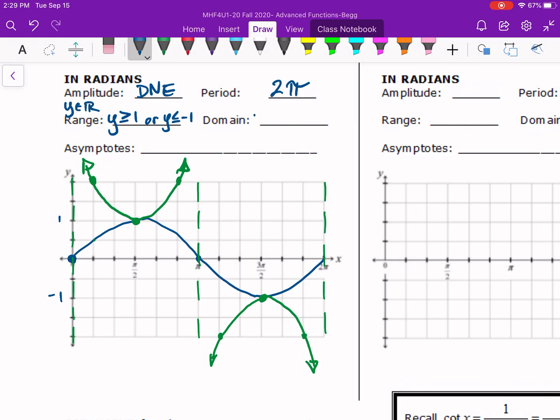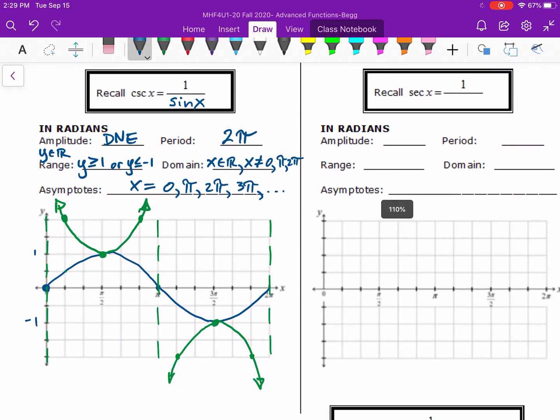The domain is all real numbers, but again, we've got the asymptotes. So x cannot equal anywhere there's going to be an asymptote. So at 0, at pi, at 2 pi, but it would also go negative pi, negative 2 pi, 3 pi, all these other places as well. But I don't have room to write them all in, so I'll just write a few of them in. And the asymptotes, again, are wherever the restrictions were in the domain. So 0, pi, 2 pi, 3 pi, etc., negative pi. So there is our cosecant.